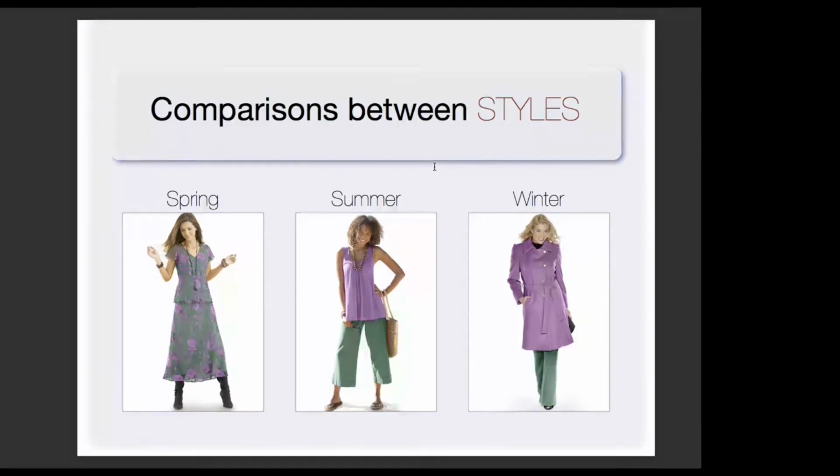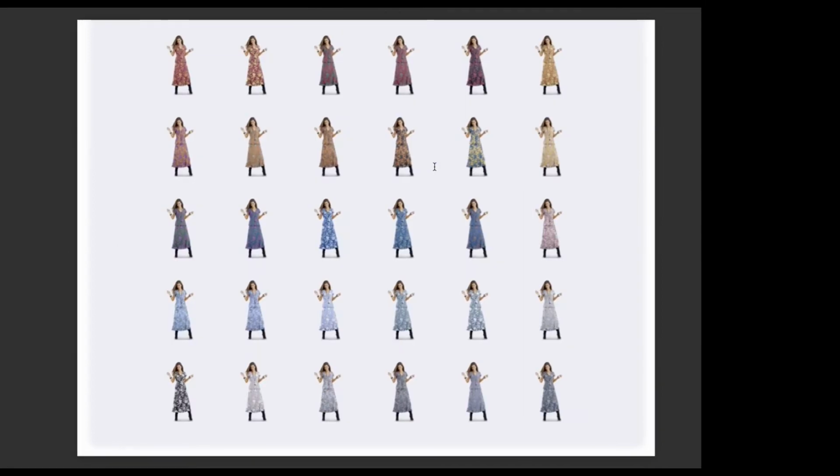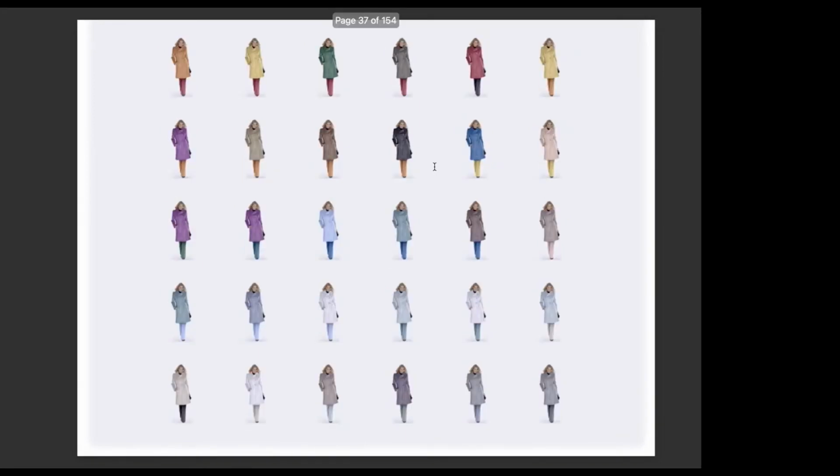I'm going to use this as an example, as a comparison between fashion styles. There are 3 styles to compare: spring, summer, and winter. As you can see in the 3 graphs, spring means the style of that dress, and this is the summer style, and the winter. We used 30 color combinations in these different styles of clothes. And for summer, it is this, and this is for winter.